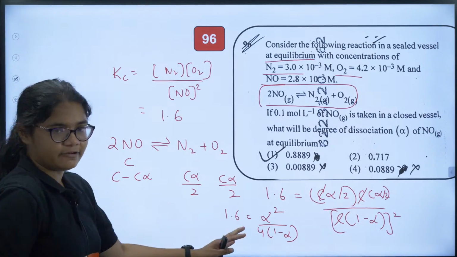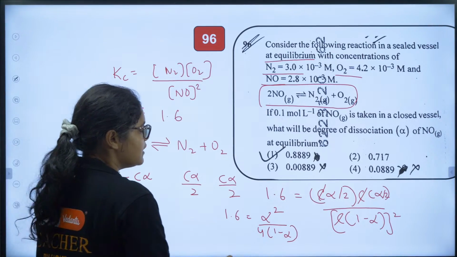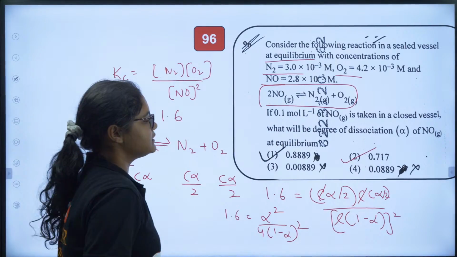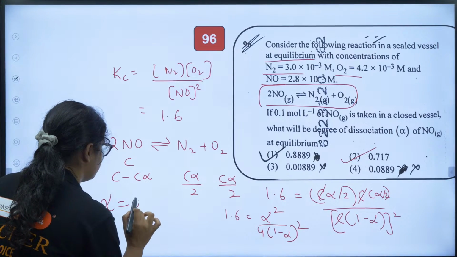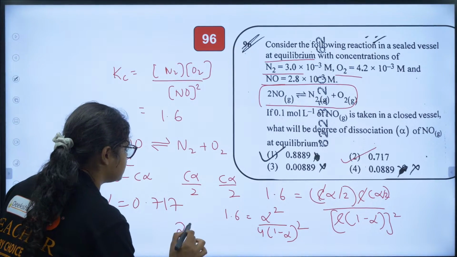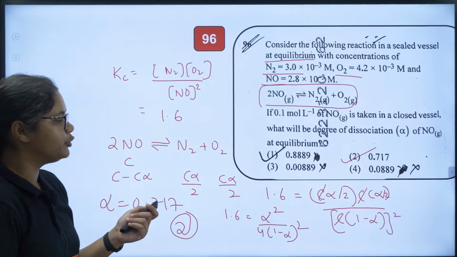Now you have to just solve the alpha value, very easy equation. When you solve this one, we'll get alpha value as 0.717, okay? So the correct answer for this question will be option number 2.